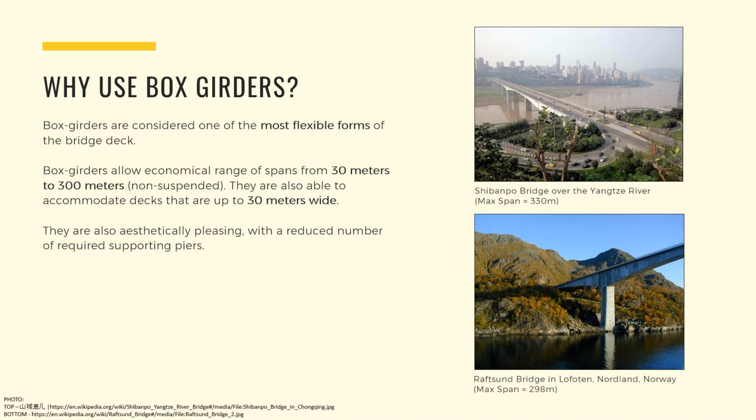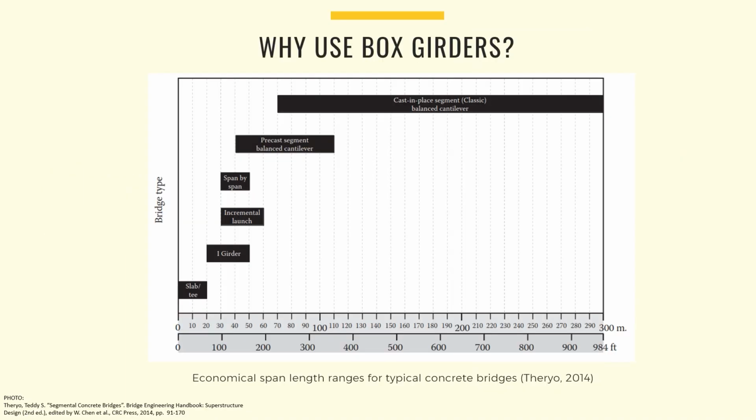If you look to the right of the slide, these two PSC box girder bridges are part of the world's longest bridges based on their max spans. Taken from a section of the book titled Bridge Engineering Handbook Superstructure Design, we can see the different economical span ranges for different types of concrete bridges. It is worth noting that for spans above 50 meters, we are only left with using box girders.